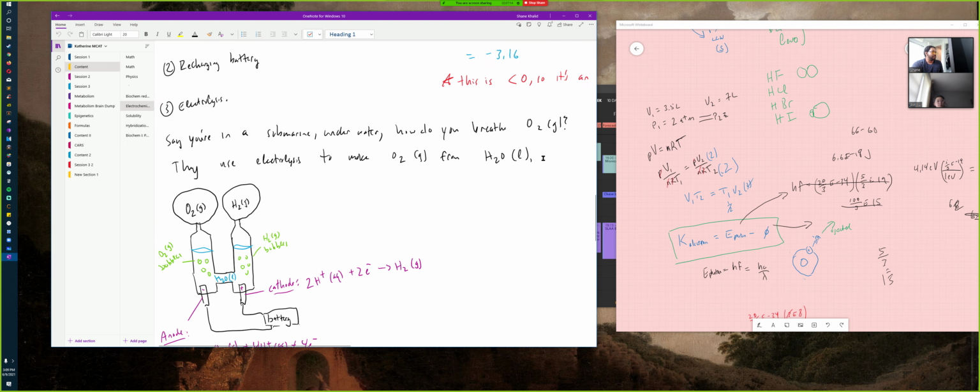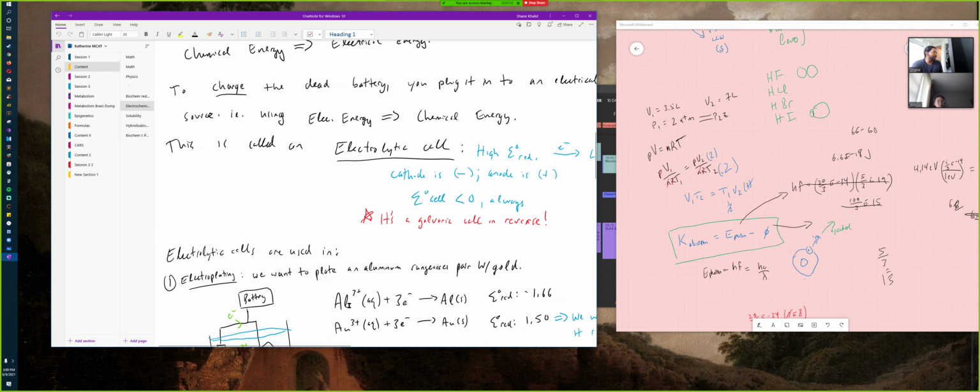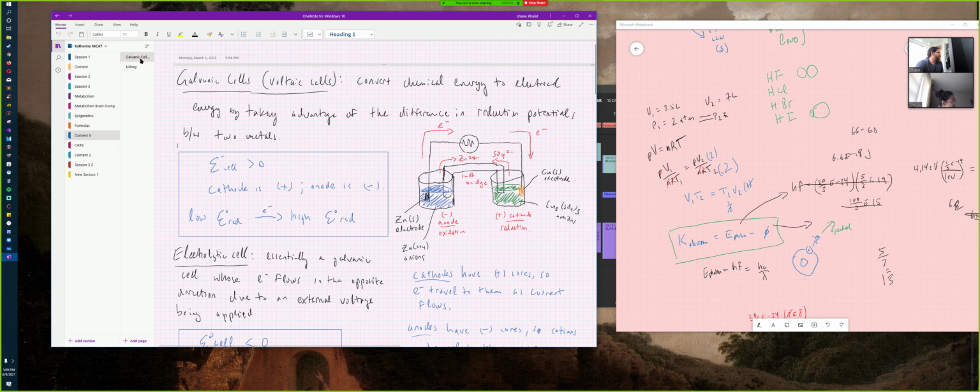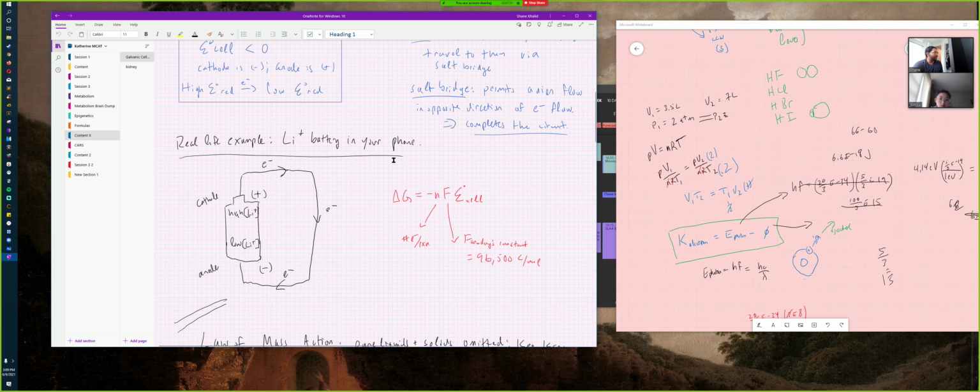Yeah, you could do these things with an electrolytic cell, but charging a dead battery is that as well. Okay, that makes sense. Here's a real life example, like a lithium ion battery in your phone.